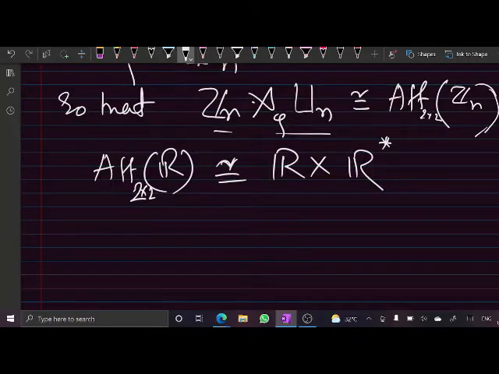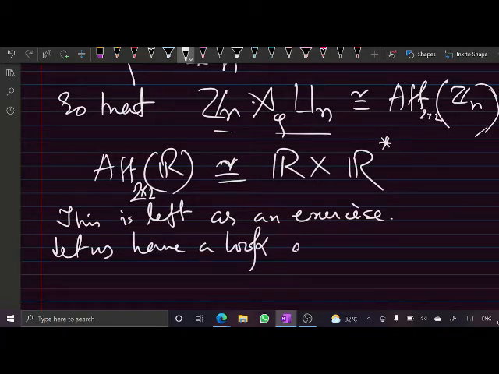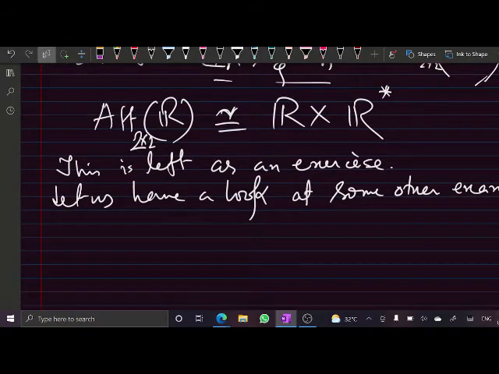So this is left as an exercise. Okay, now let us have a look at some other examples where you will face some difficulty in defining direct products. That means you need to go for semi-direct product for those groups, for non-abelian groups.